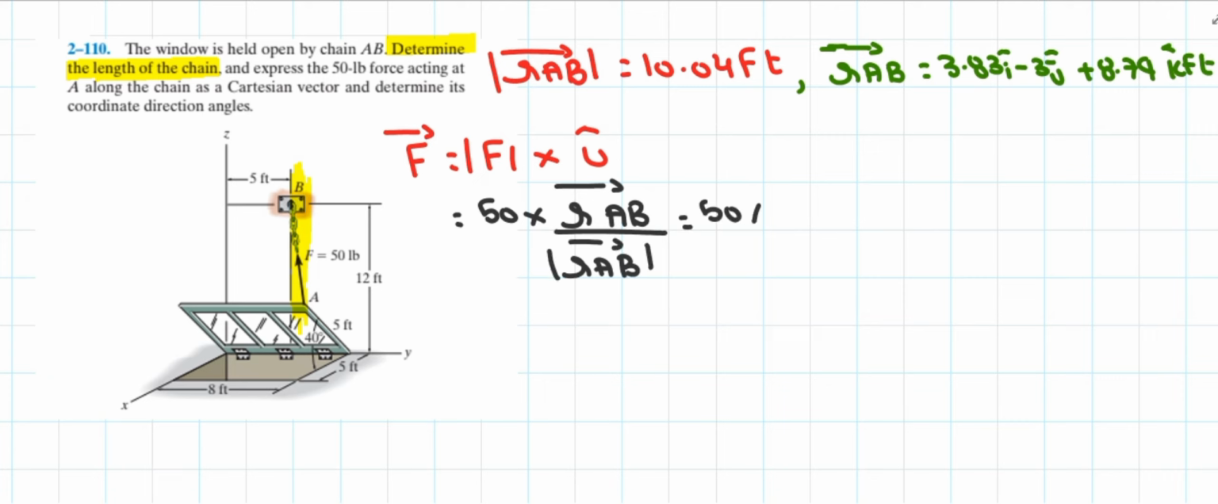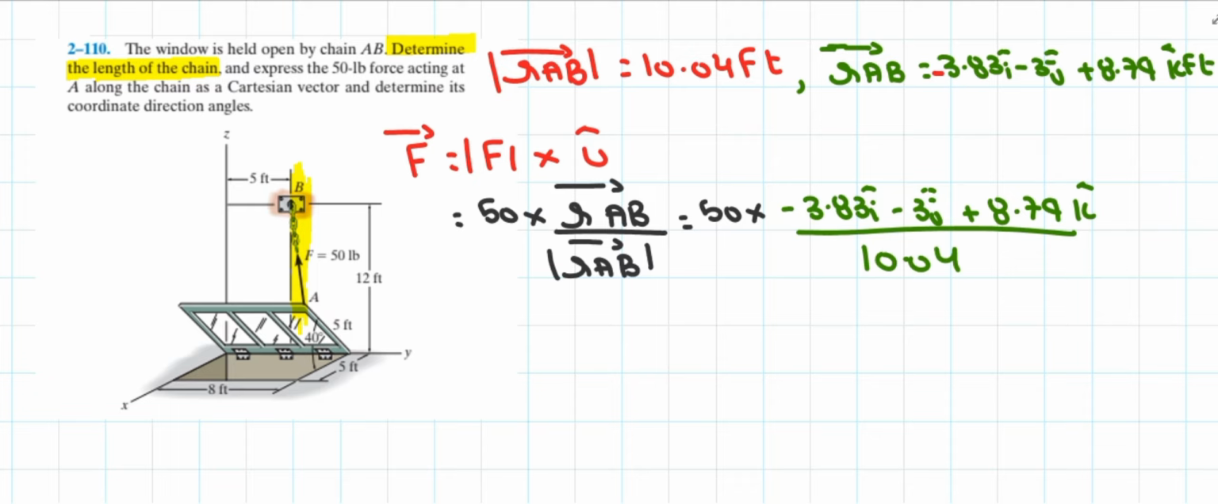So 50 times the RAB position vector, which is negative 3.83 i cap, with negative sign 3 j cap, with positive sign 8.79 k cap, divided by its magnitude, that is 10.04. Again, the thing is easy: the vectorial form of force F is equal to 50 times negative 3.83 divided by 10.04. So it gives us a result of negative 19.07 i cap. Similarly, 50 times negative 3 j divided by 10.04.